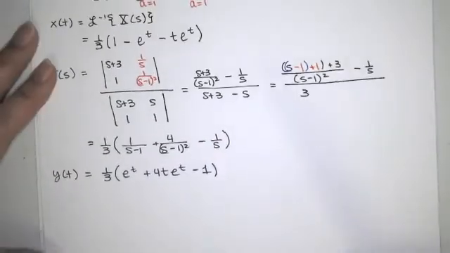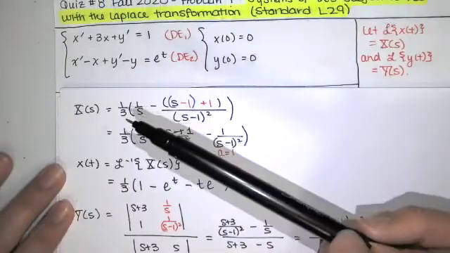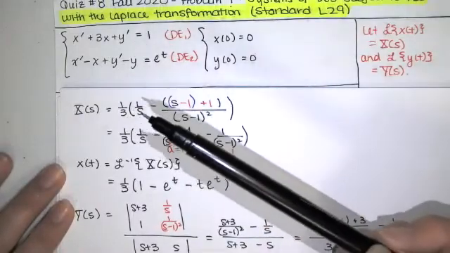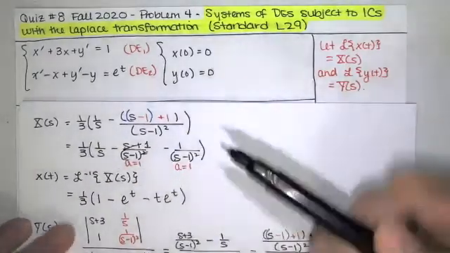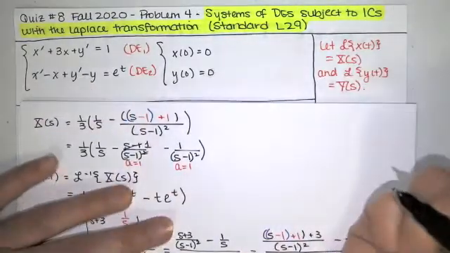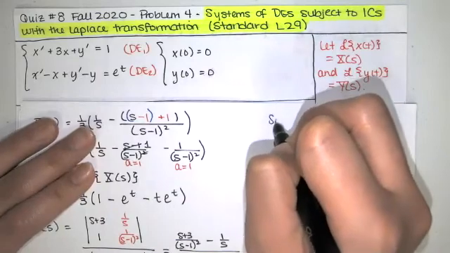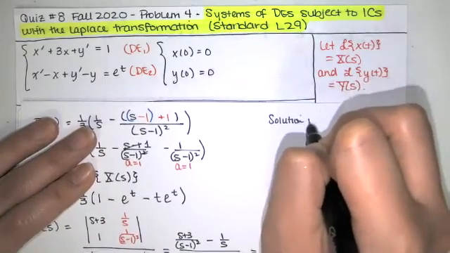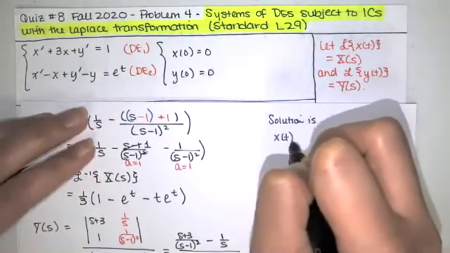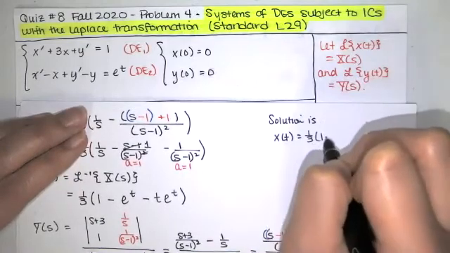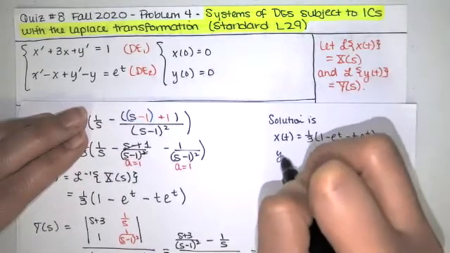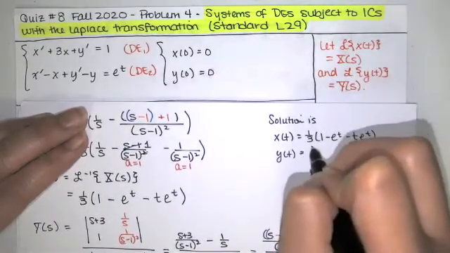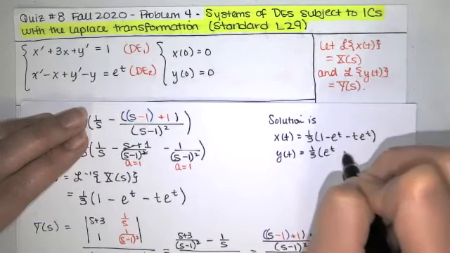So those are satisfied. Now I'm not going to check these differential equations. It's really not that difficult to check. We could check, but I'm not going to check this time. If you want to confirm, you can. But I'm just going to state that my solution is this. My solution is x of t equals 1/3 times this function, and y of t equals 1/3 times this function.